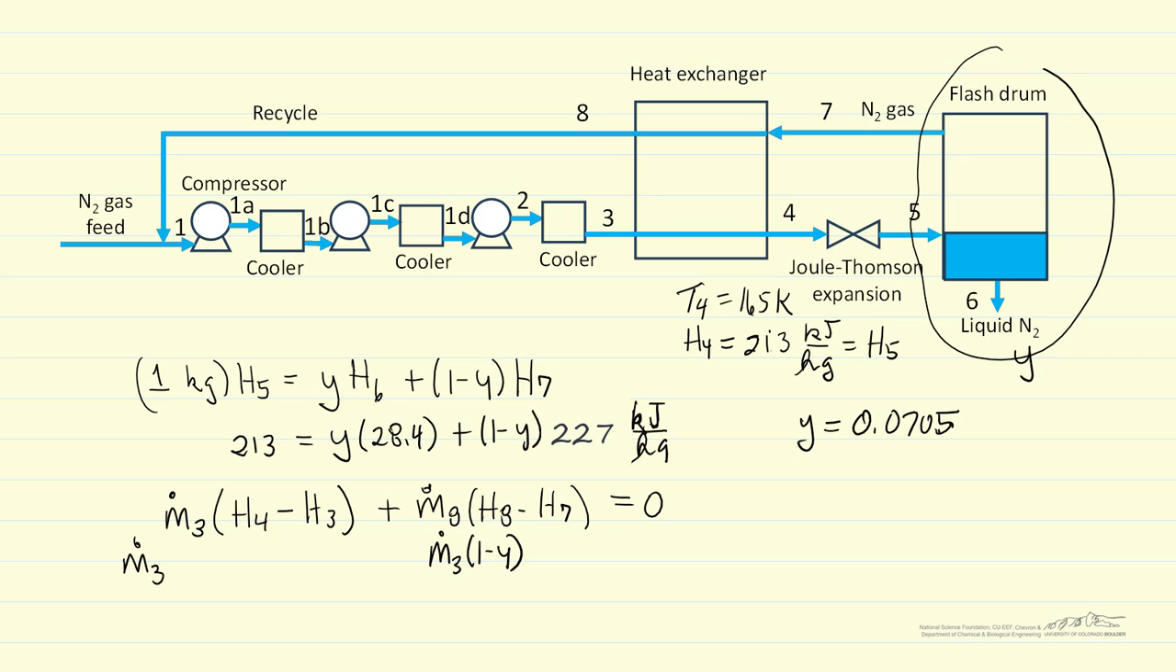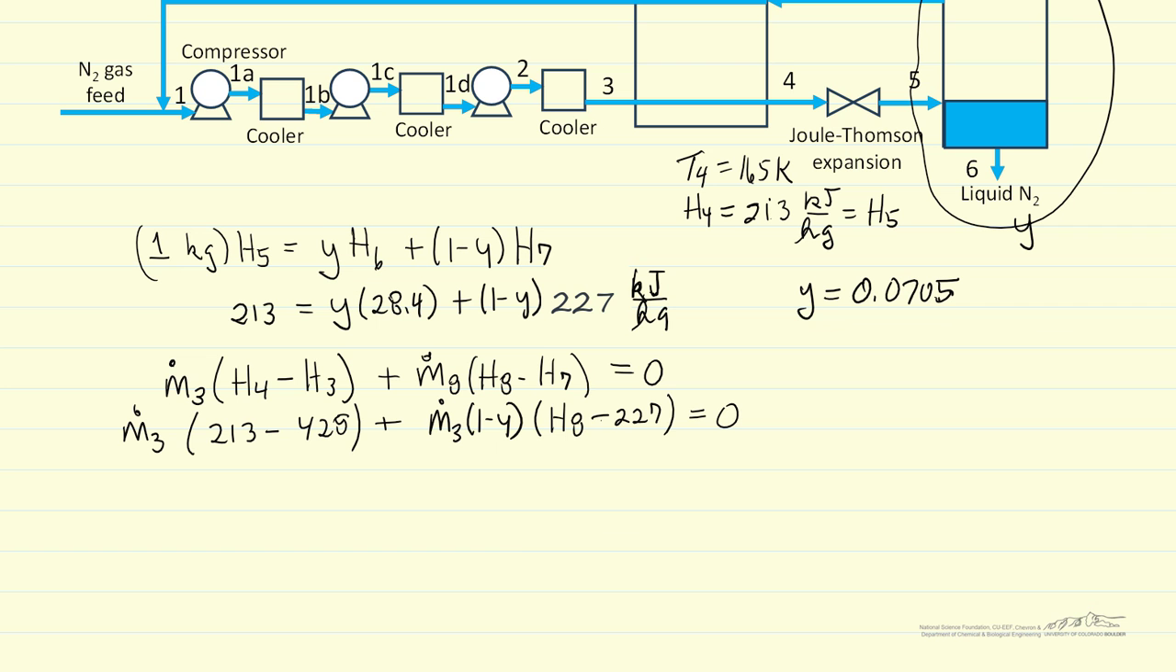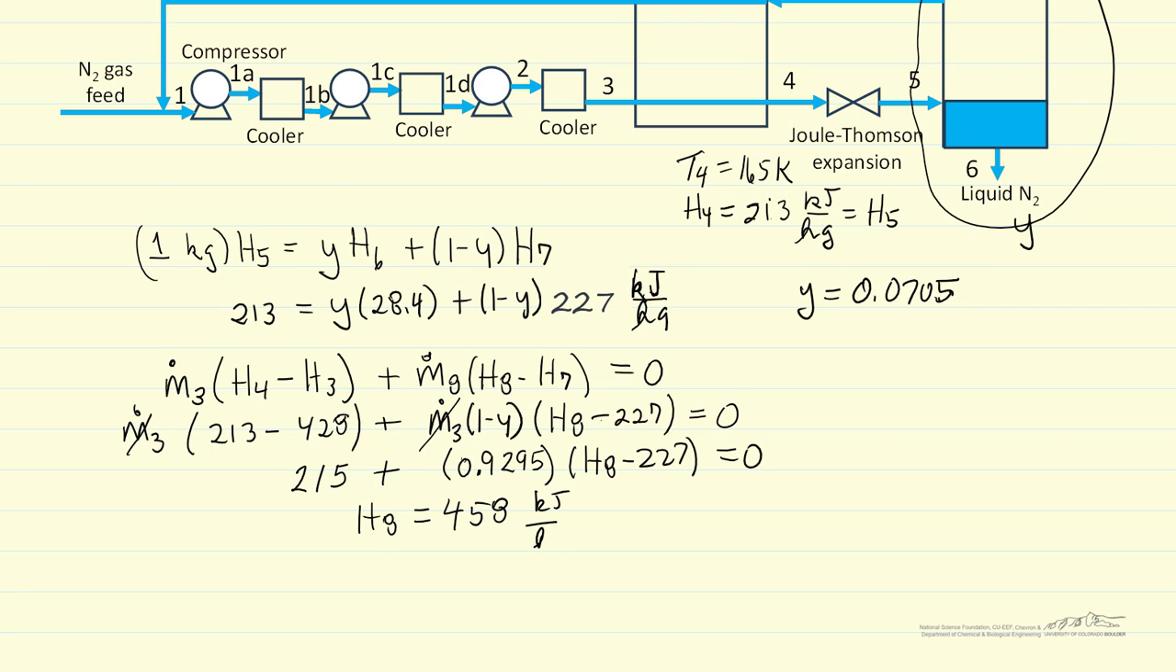So let me stop and put in the enthalpy values. Okay, well, of course, M3 is canceling. So I simplified somewhat, and I can solve for H8. H8 is 458 kilojoules per kilogram. And that corresponds to a temperature of 294 Kelvin. So here we're at 294 Kelvin after going through the heat exchanger.